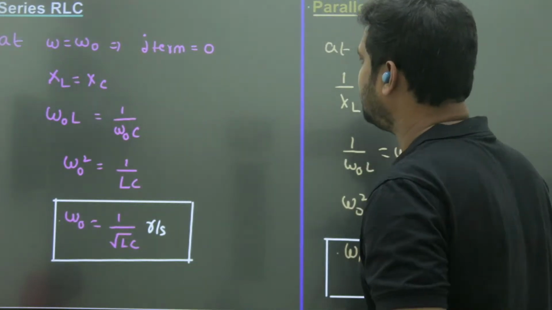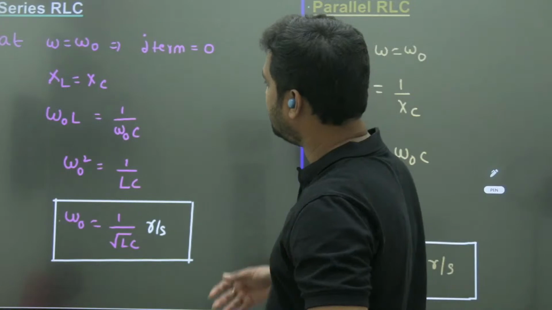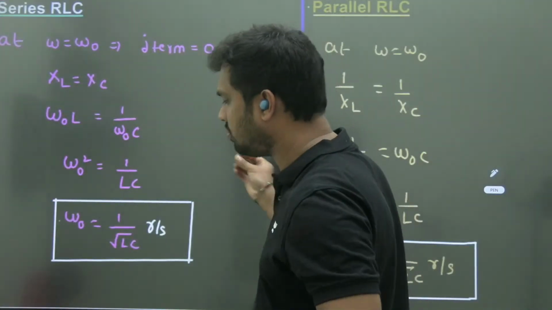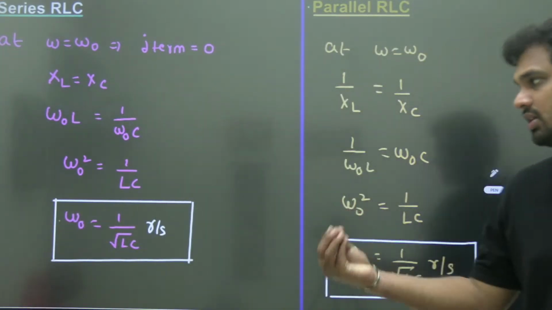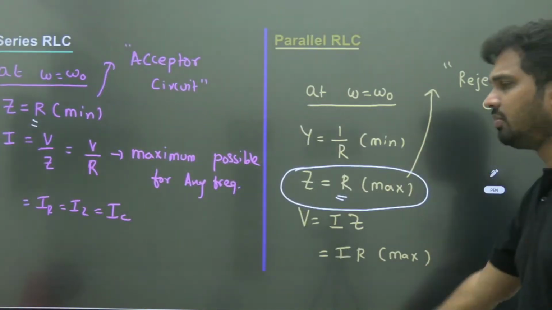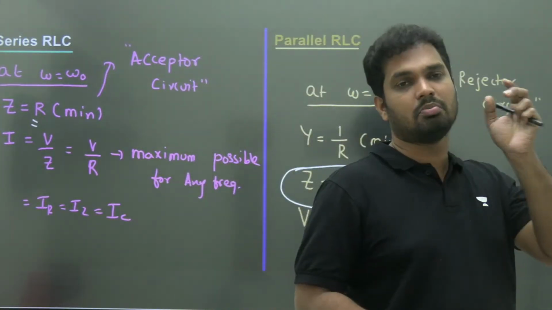So see here, in the series RLC circuit, at omega equal to omega naught, imaginary term must be equal to 0 to get the unity power factor. So XL equal to Xc, omega naught L equal to 1 by omega naught C. That will give you omega naught equal to 1 by root LC. The same happens with the parallel also. I'm going a little quickly because we need to do the problems. Theory just like a revision I'm giving you.